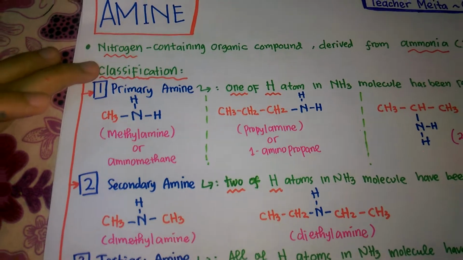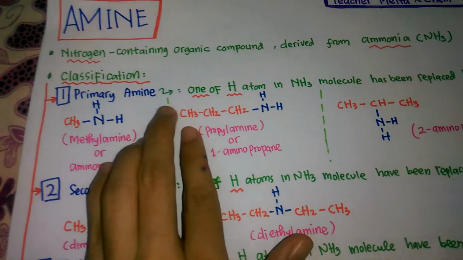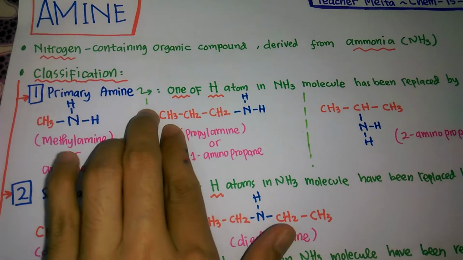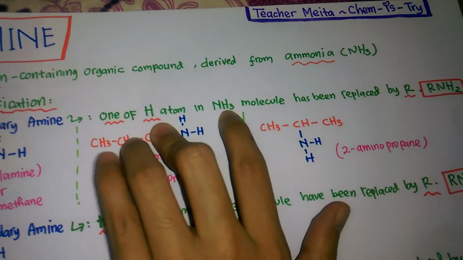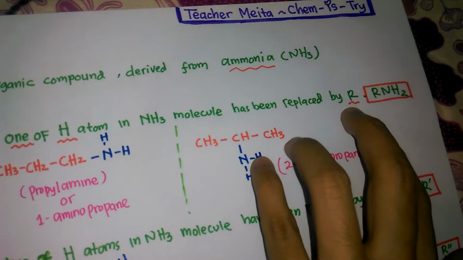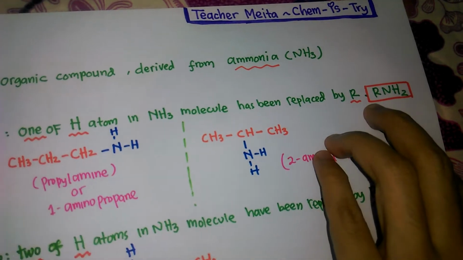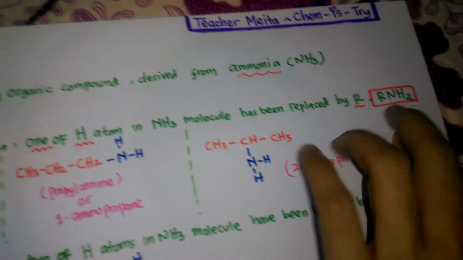So we can classify amine into three. The first is primary amine. It is one where one hydrogen atom in the ammonia molecule has been replaced by alkyl. So the general formula for primary amine is RNH2.